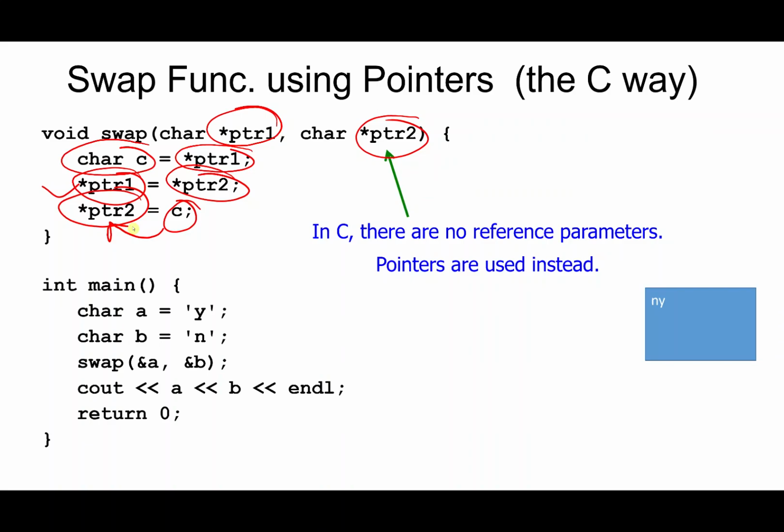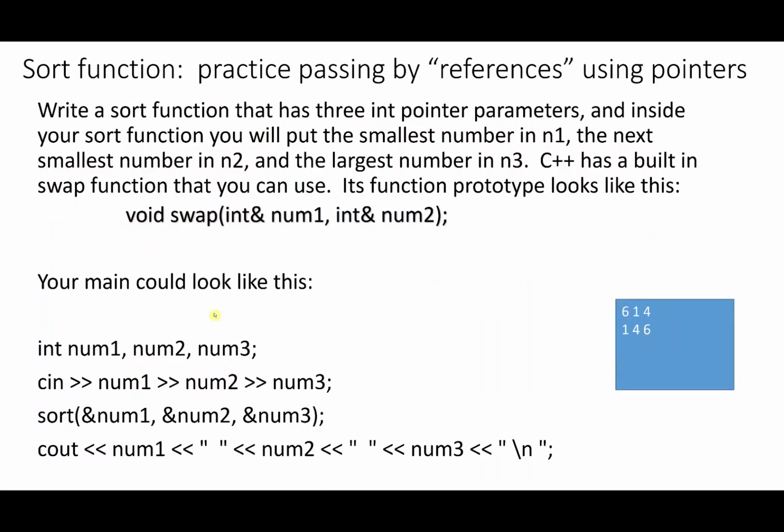When you use the swap, since those are pointers, you must provide them with addresses. So you have to give it address of A and address of B, because what you're doing in here and in here and here and in here is dereferencing those addresses, right? Dereferencing those addresses.